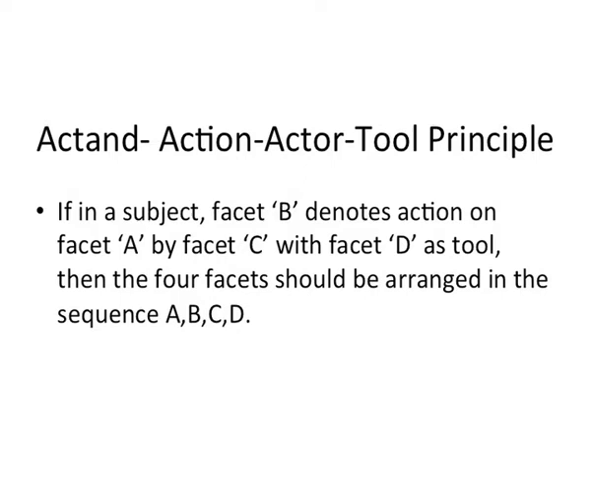So, an actor doing an action on something using a tool. So, the actor is C, action is B, actant is A, tool is D. He says that the order in which they should be placed is A, B, C, D. So, you can think of an example where you say the farmer harvesting the field using a tractor. So, here the action is harvesting, the actor is farmer, you are using a tractor for that, that is the tool. So, the order should be A, B, C, D.